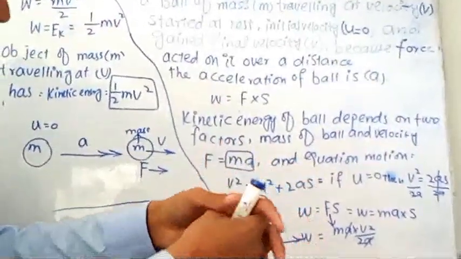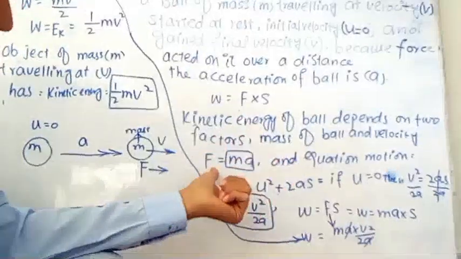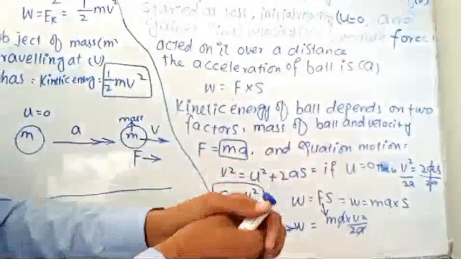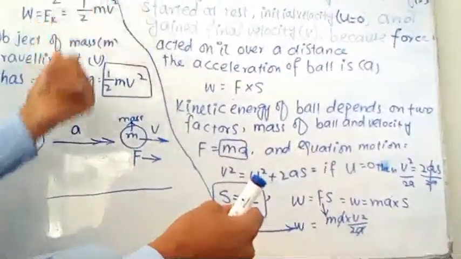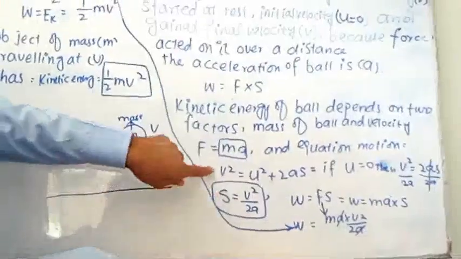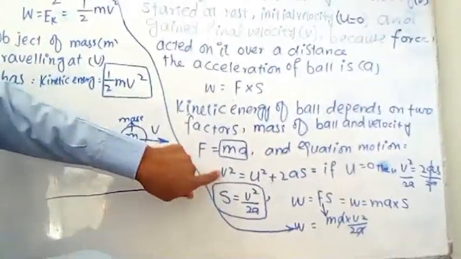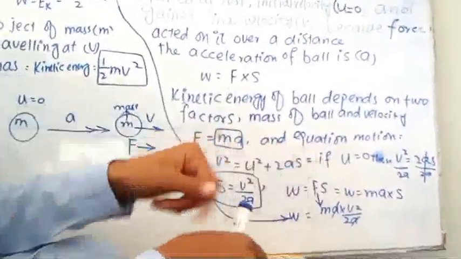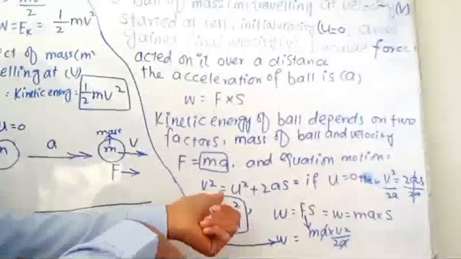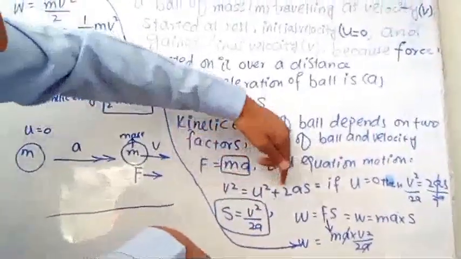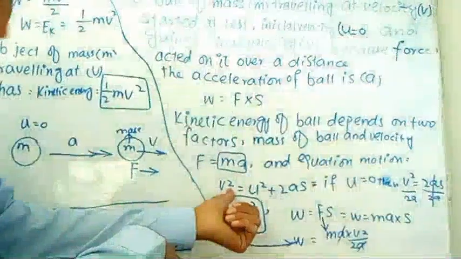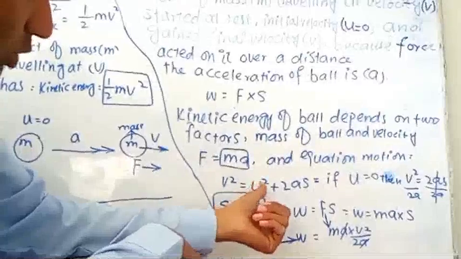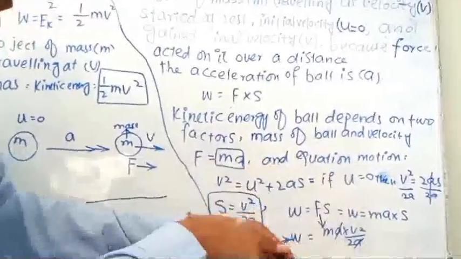Now we will choose two equations. First, F equal to ma, Newton's second law, and the equations of motion are also involved in the calculation of kinetic energy. The third equation of motion is v square equal to u square, where u is the initial velocity, plus 2as. We can also write vf square equal to vi square plus 2as. So this is the third equation of motion.